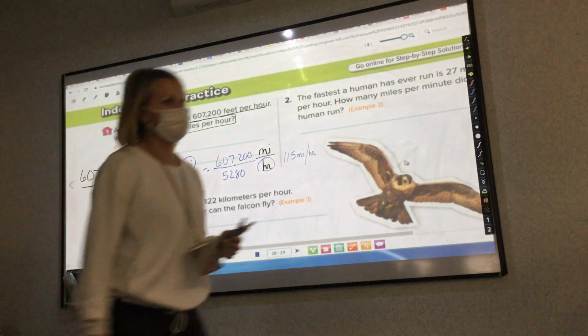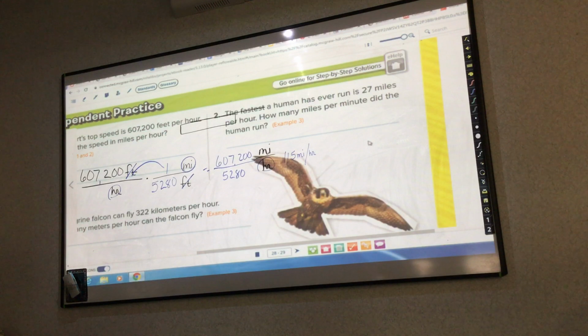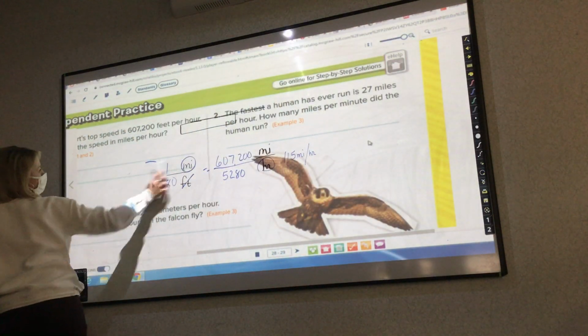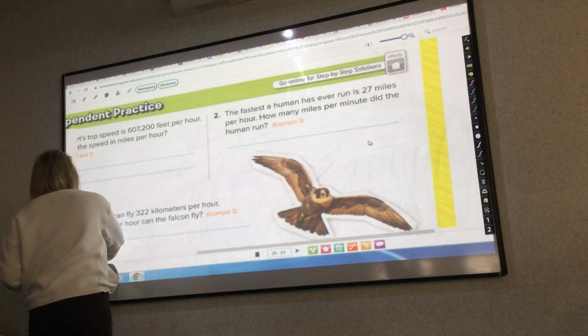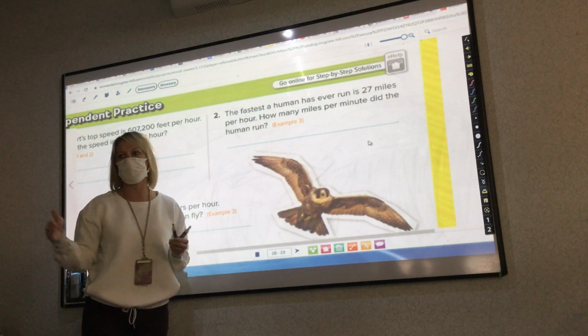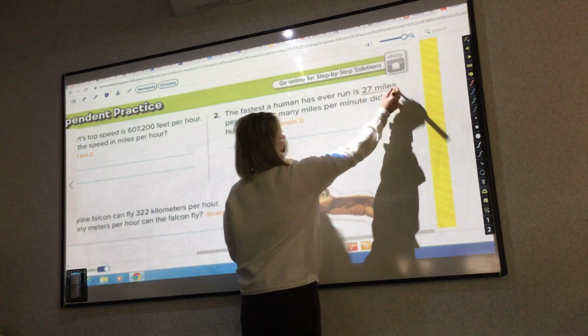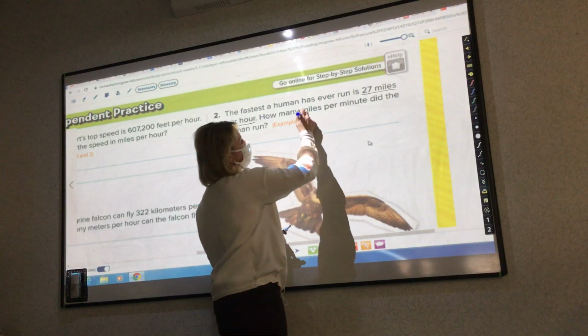The fastest a human has ever run is 27 miles per hour. How many miles per minute did the human run? Okay, I'm not going to start by writing stuff down. What am I going to start by doing? Underlining and boxing. That is the best thing that's going to help you not make the errors later. So I have got 27 miles per hour first, and I want that in miles per minute.